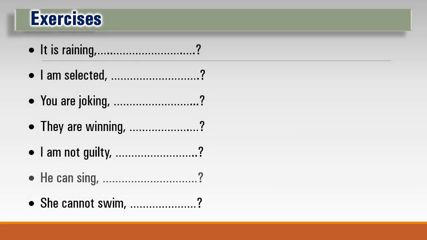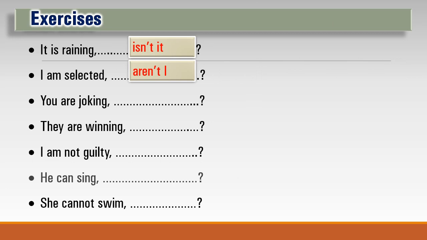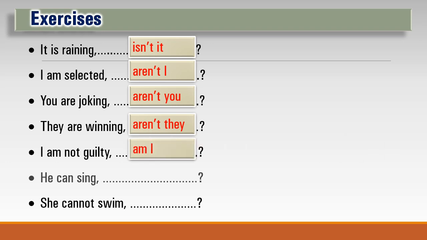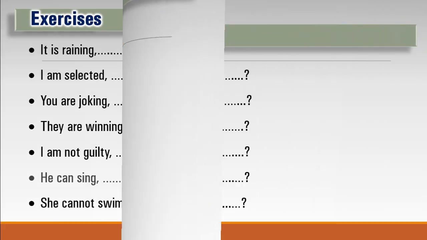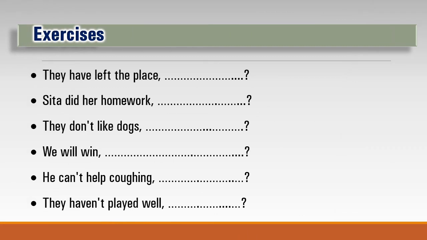Let's now practice a few exercises. It is raining, isn't it? I am selected, aren't I? You are joking, aren't you? They are winning, aren't they? I am not guilty, am I? He can sing, can't he? She cannot swim, can she? They have left the place, haven't they?